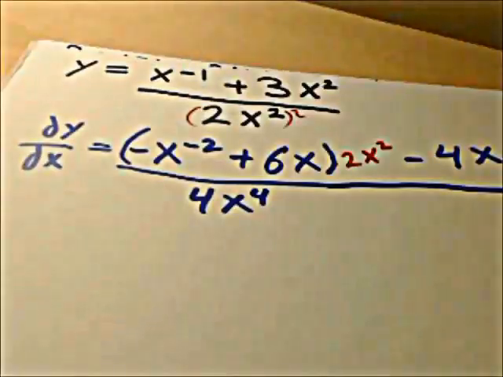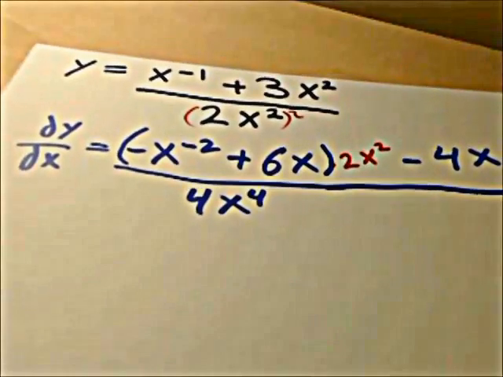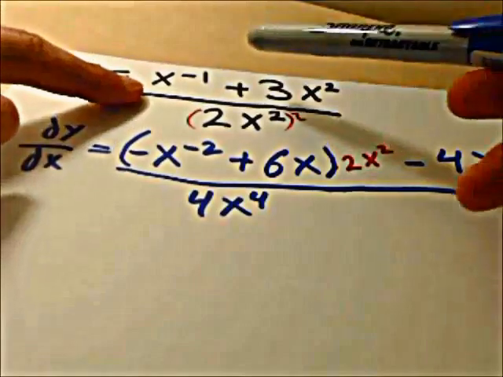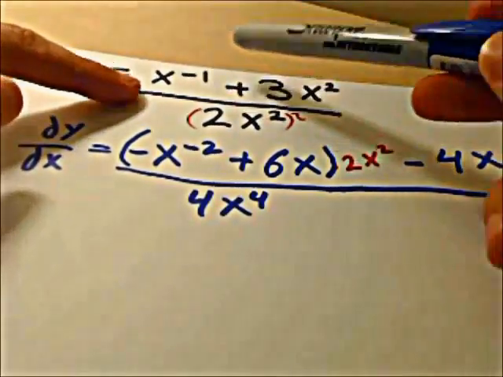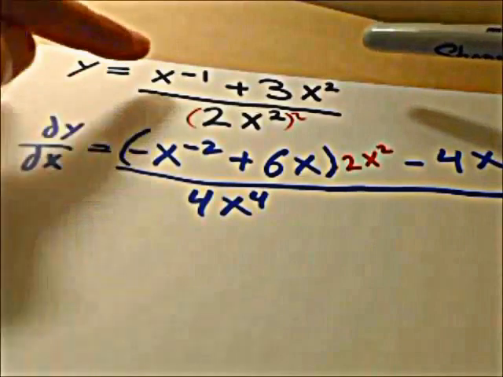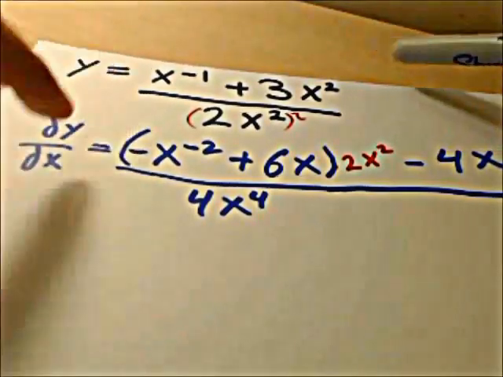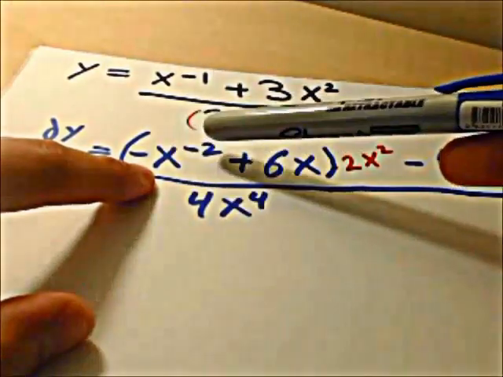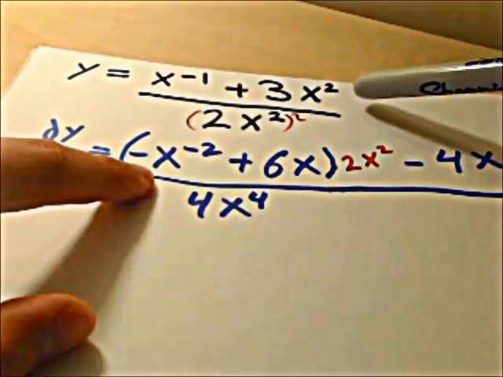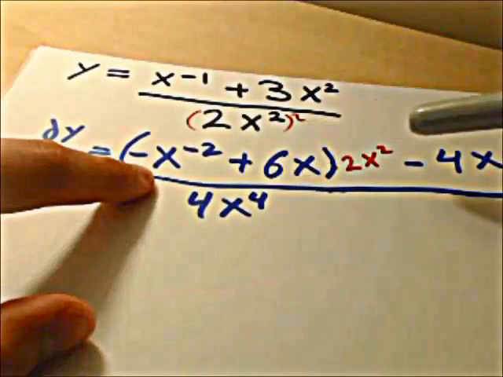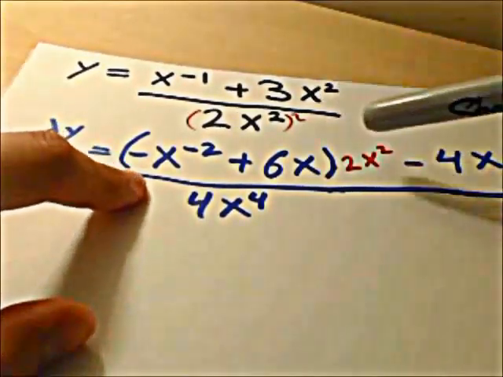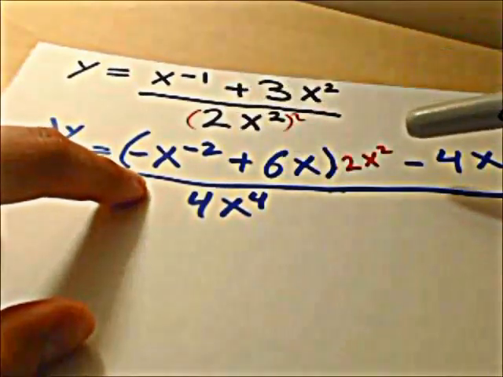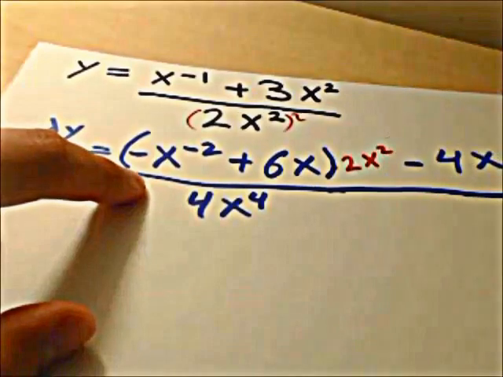So dy/dx equals, we take the derivative of the numerator. So x to the power minus 1 becomes minus 1, we put it next to the x, so it's minus x, and we subtract 1 from the power, x to the power minus 2. Then the differentiation of 3x squared becomes 2 times 3, which is 6x. And now times the denominator, and the denominator here is 2x squared, so we times it by 2x squared.